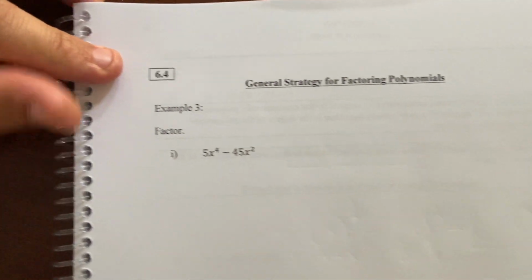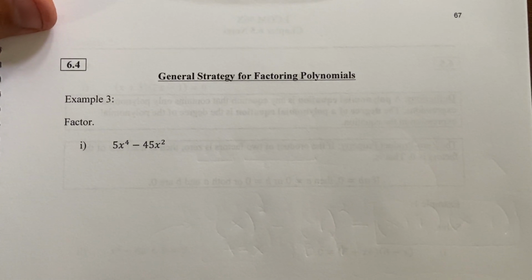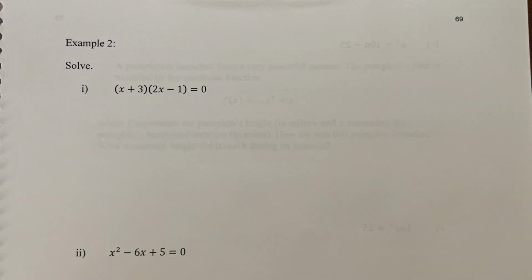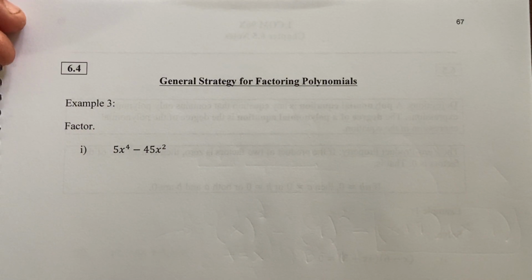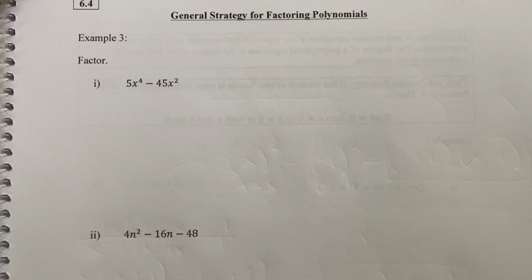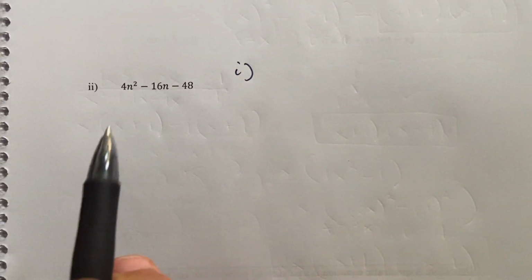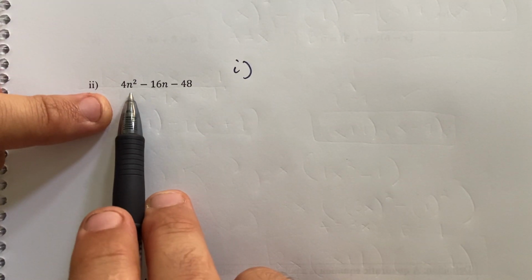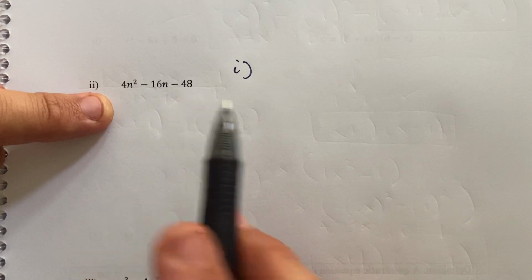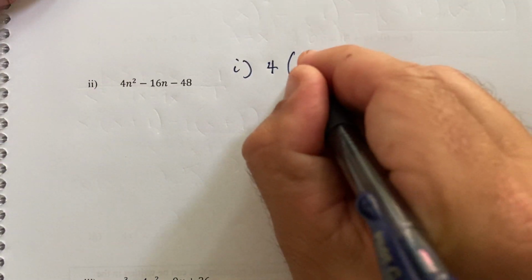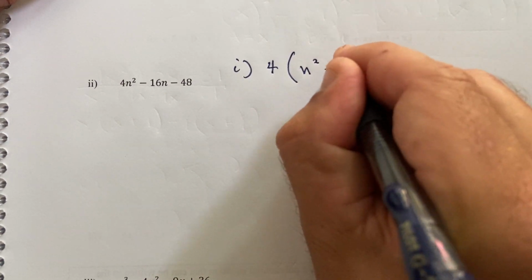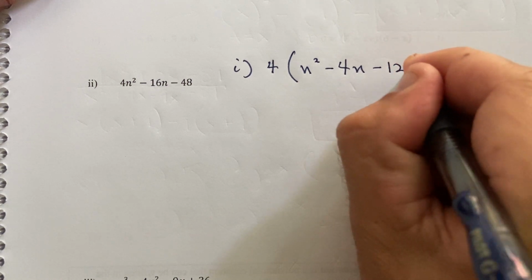All right, I'm actually going to go to 6.4 because I'm starting to get tired. 6.4 is just kind of a summary of everything I've said so far. I'll just do this middle one. Let's go back to basics. What was our method? GCF. So factor out a GCF. It looks like a GCF is present: we have a 4. And then we would leave behind an n squared minus 4n minus 12.